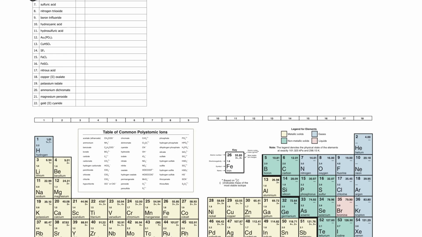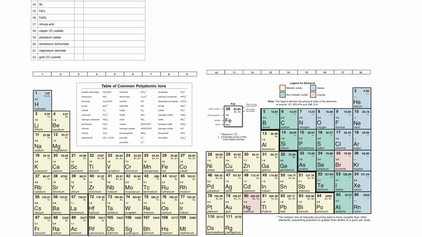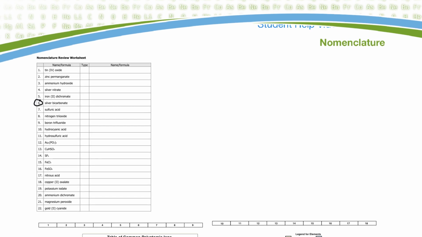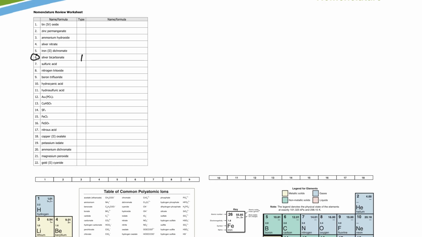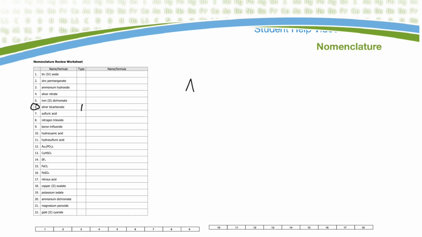Okay, let's look up silver. Where's silver? Right there. And I look at charges, and there's only one listed, as opposed to something like copper, where there's two listed. If there's two listed, it's a type 2 compound. If there's only one like silver, it's a type 1 compound. So it's a type 1. I looked up silver, and it had a plus charge on it, 1 plus. So I have silver is a 1 plus.